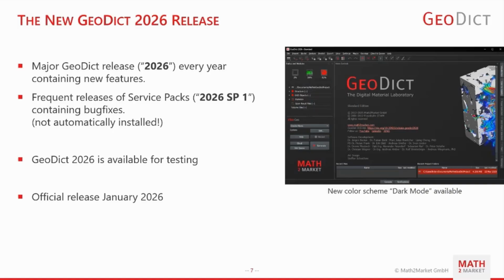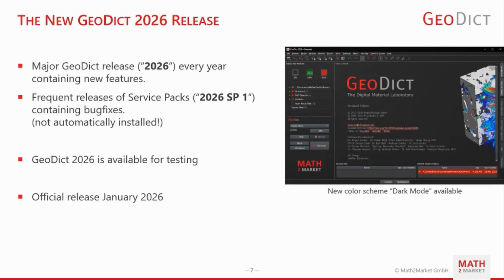So every 1 or 2 months, we will release a service pack that contains bug fixes for the various modules. These service packs will be named then Service Pack 1, 2, 3, and so on. They do in general not contain new features, but a number of bug fixes, and therefore you should always install them when they become available.